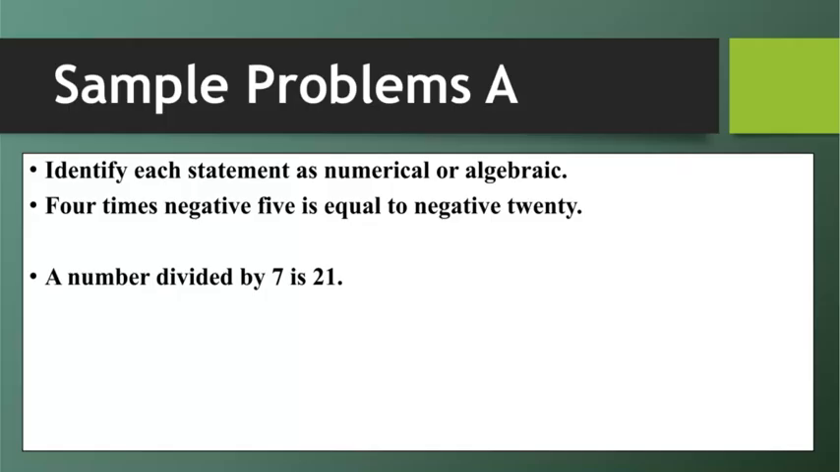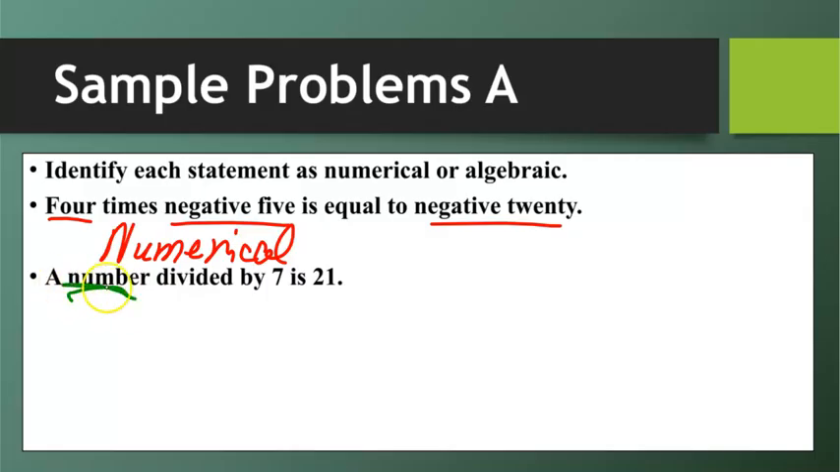A couple other ones. 4 times -5 is equal to -20. Since I just have numbers here, this would have to be numeric or numerical. And the last one here, a number divided by 7 is 21. Because of this word here, number, I don't know what that is. That's an unknown. We always put variables in for unknowns, so this would be algebraic.